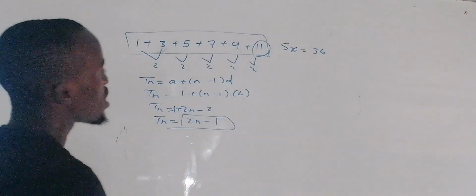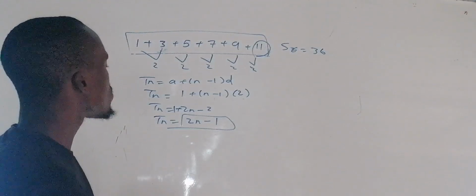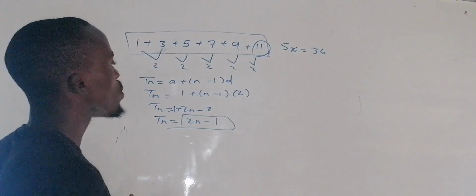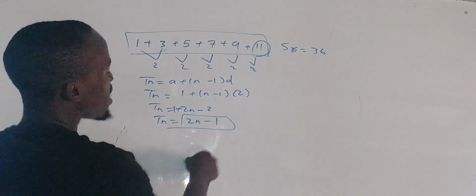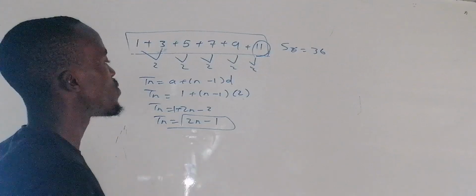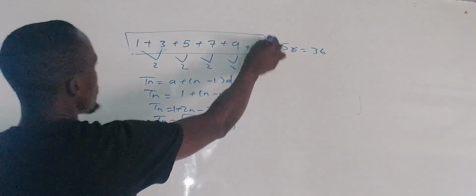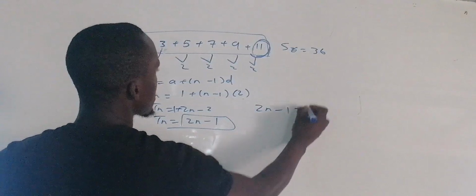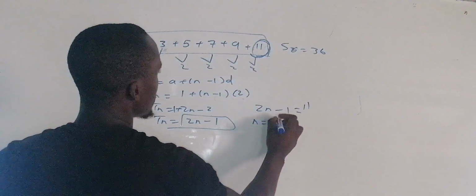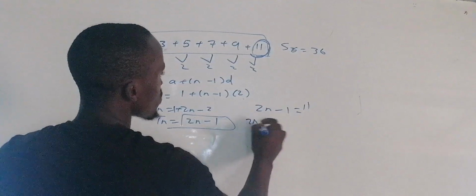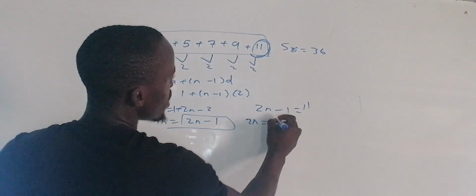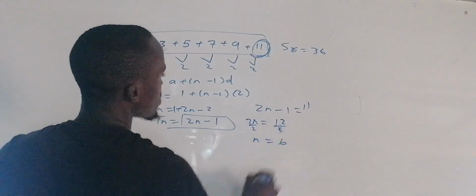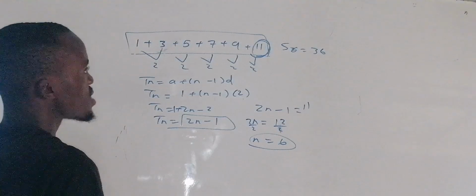Remember in grade 2, there were those questions that said which term is equal to 11, for example. Then you take that 11 and equate it to the general term to find the number of terms. So since we know the last term, we're going to equate it to the last term. 2n minus 1 equals 11 to get the number of terms, so 2n equals 12, then we divide by 2, n equals 6, meaning that the number of terms is 6.